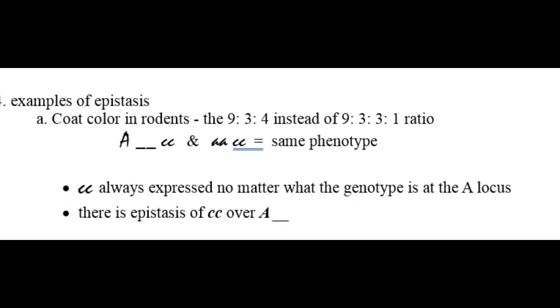Here's an example of epistasis: the coat color in rodents. You get a 9 to 3 to 4 ratio instead of a 9 to 3 to 3 to 1 ratio, because cc, two little c's, homozygous recessive, is always expressed no matter what the genotype is at the A locus. So that is the epistasis of cc, homozygous recessive, over the dominant allele.